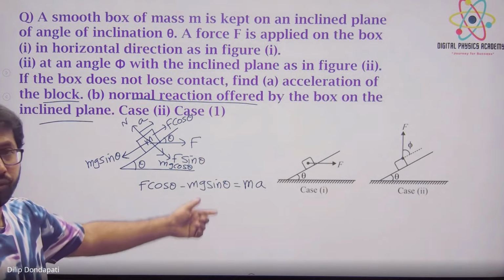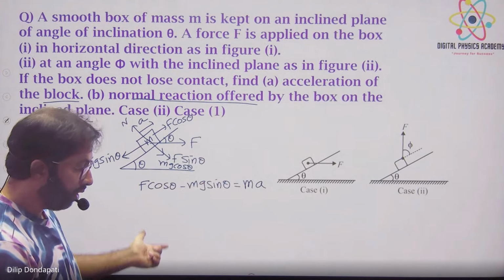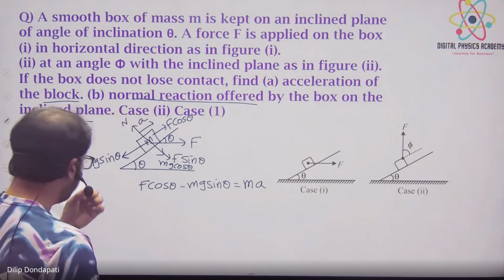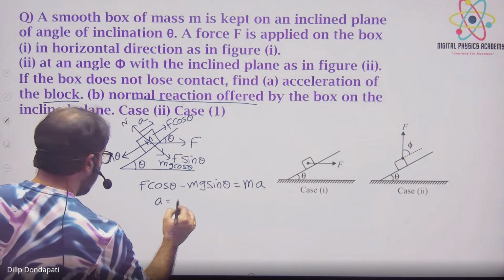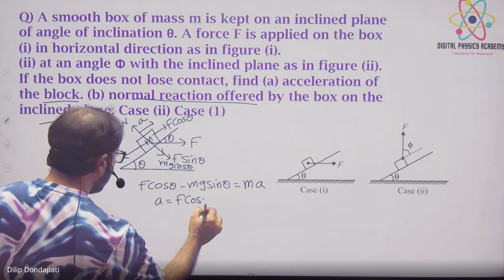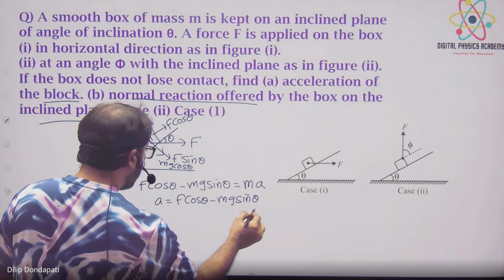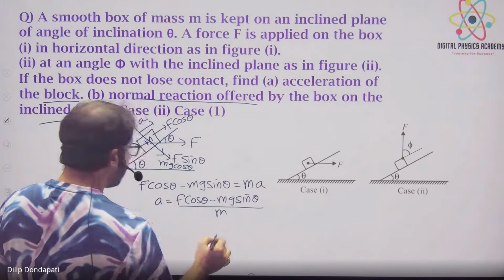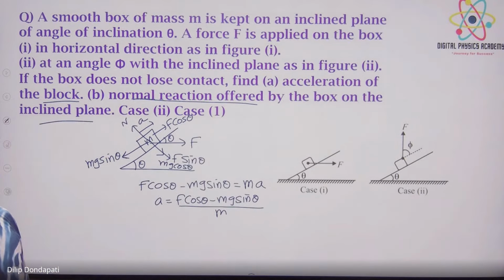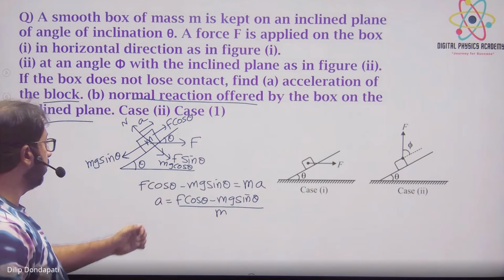Right? So from this you can find acceleration also. So how much will the acceleration be? Acceleration is F cos theta minus mg sin theta by m. This is the acceleration. Got it? Keep copying.